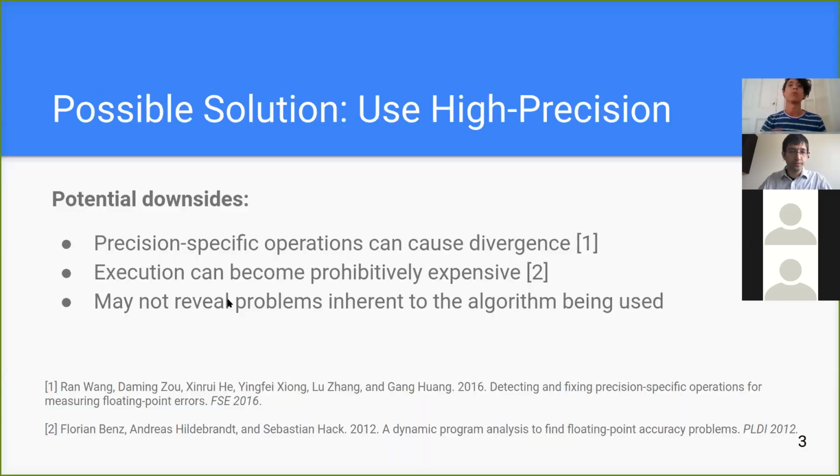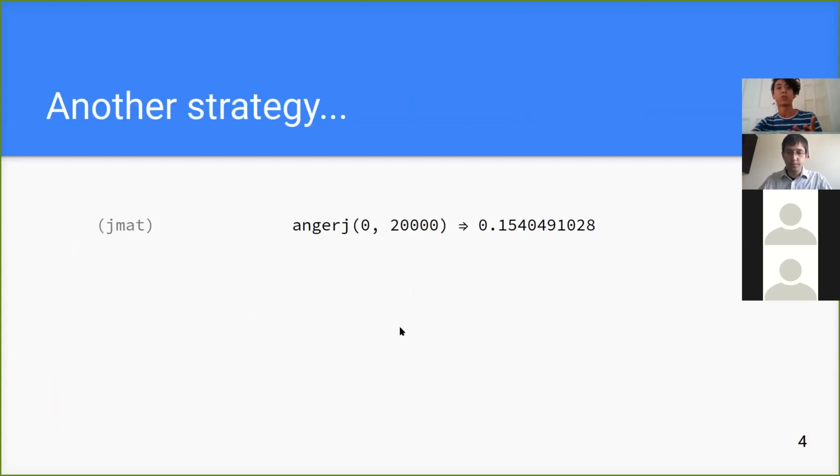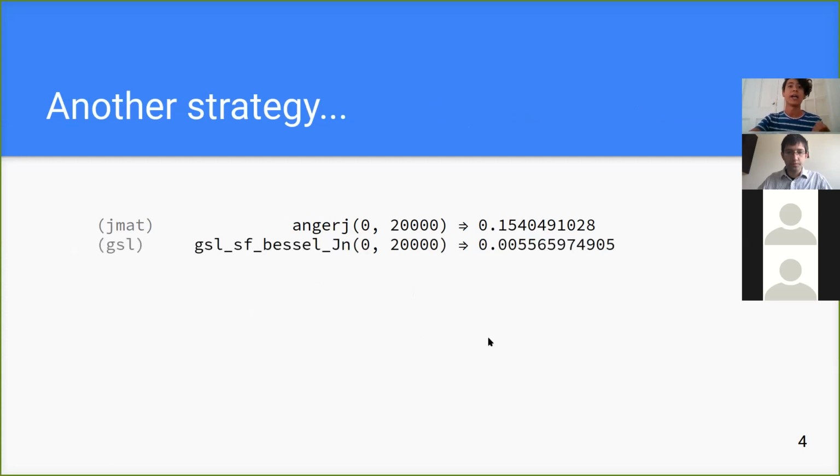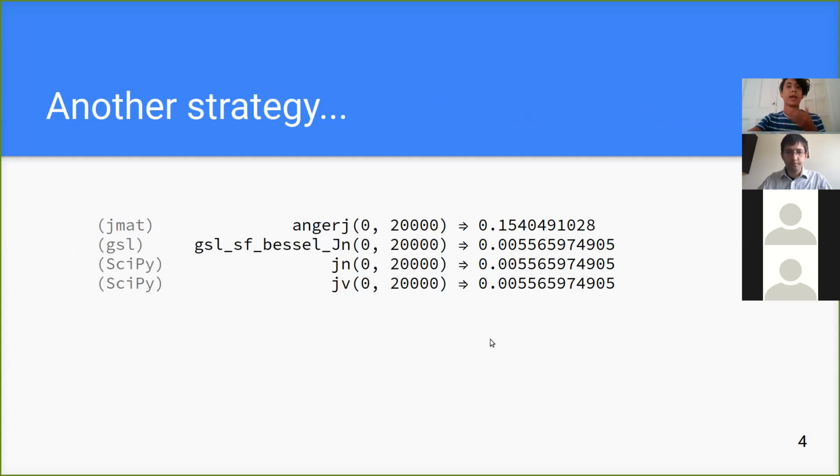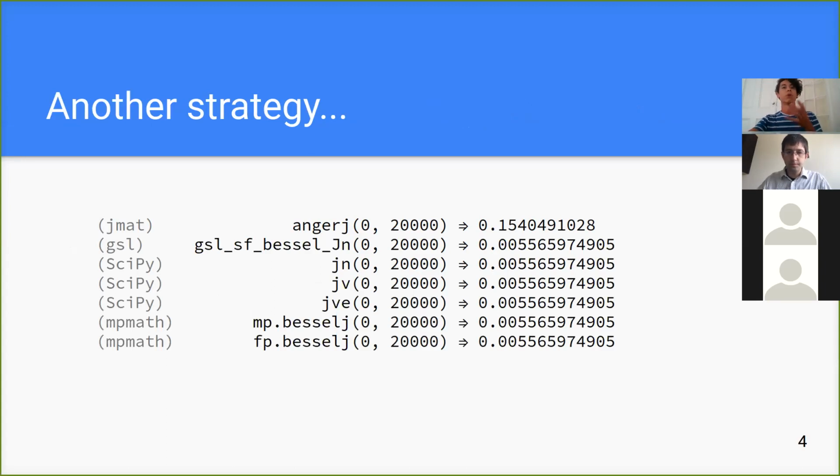Now, in this domain, one of those possible solutions, like Daming was talking about, is using high precision, and he talked about some of the downsides, so I won't go into those, but it merits asking for an oracle-free approach. Here we'll offer one potential strategy, which is to identify other functions that implement the same analytical function, give it the same input, and look at the outputs for a numerical discrepancy. In this case, we can see that JMAT is clearly the outlier, and that points to this anger function implementation not being quite correct, something suspicious.